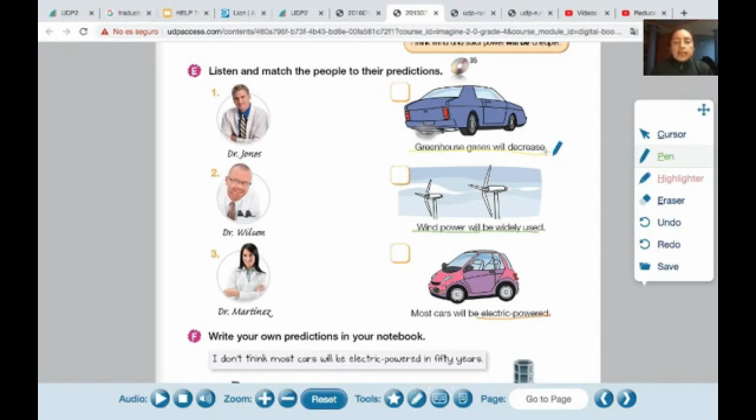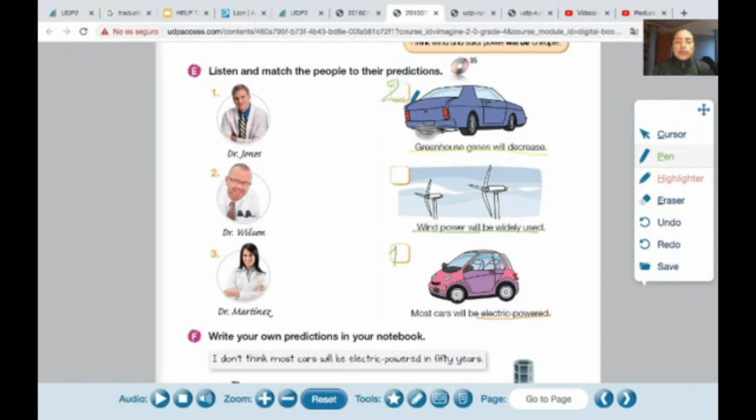Ok, let's start. What is number 1? In this case, Dr. Jones said, most cars will be electric powered in the future. Excellent. This is number 1. Excellent. Second, Dr. Wilson. Dr. Wilson say greenhouse gases will decrease. Okay, this is number 2.